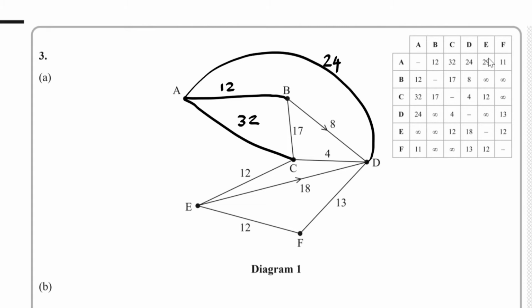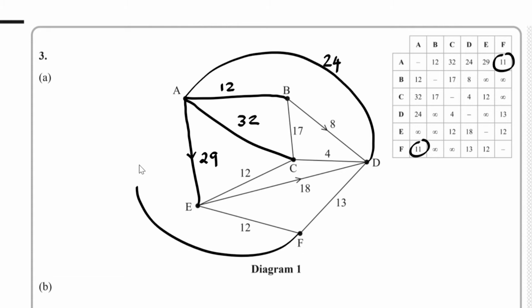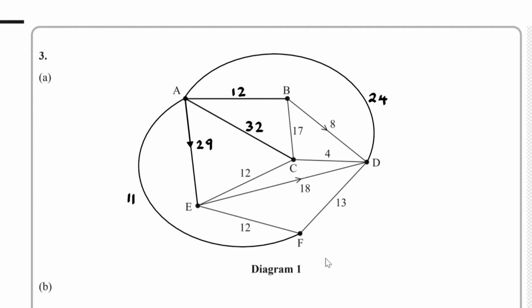And then we've got A to E, which is 29, and E to A, which is infinite. So from A to E, that's one way. So we put an arrow like this, and then we've got the 29. And then we've got A to F, which is 11, and FA, which is also 11. So we can connect those like this. The 11 goes here. So here is the completed diagram.